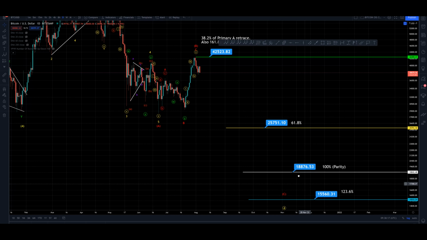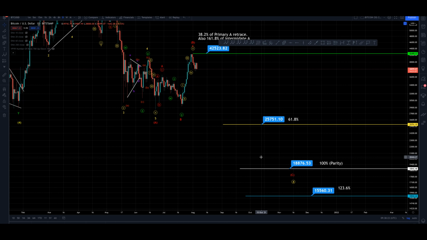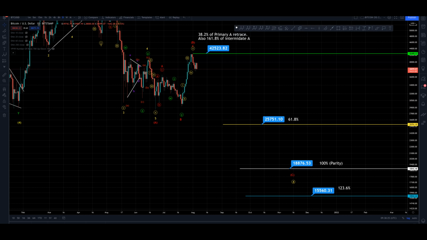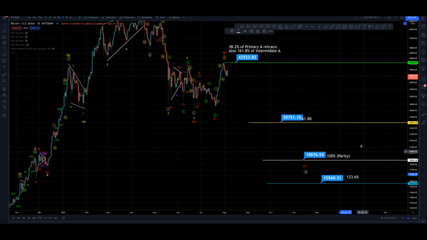Just being greedy. Okay, so give me the benefit of the doubt that the most likely statistical scenario is parity between A and C. It's what happens the most often. Doesn't have to happen all the time. It's just what happens the most often. It just so happens to be a very pleasant situation if it does. Okay, but that doesn't mean we have to stop there. We could come deeper. Well, 123.6 would be the next target, and that's 15560 spot 31.